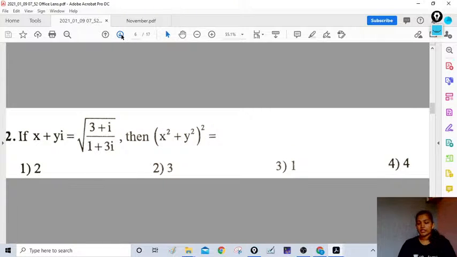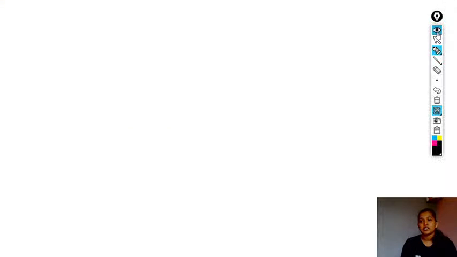So let us proceed with the next question for now. So here you have the next question. If x plus y times iota is equal to square root of 3 plus iota divided by 1 plus 3 times iota, then the value for x square plus y square, the whole square, will be equal to which of the following? So whenever we have complex numbers, you all can remember this as the general form. Let me give you all this equation.